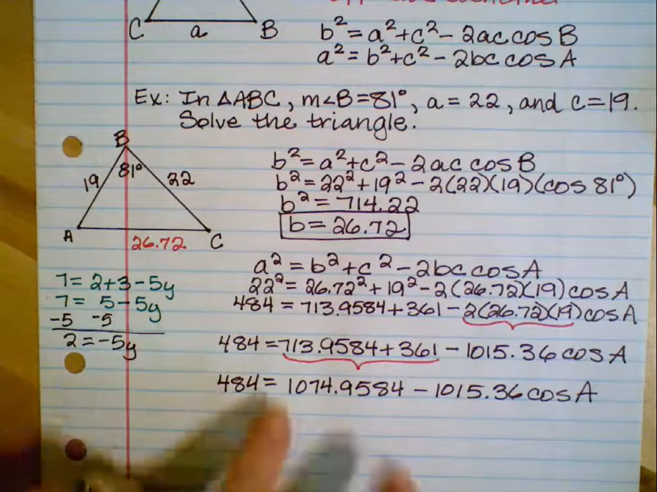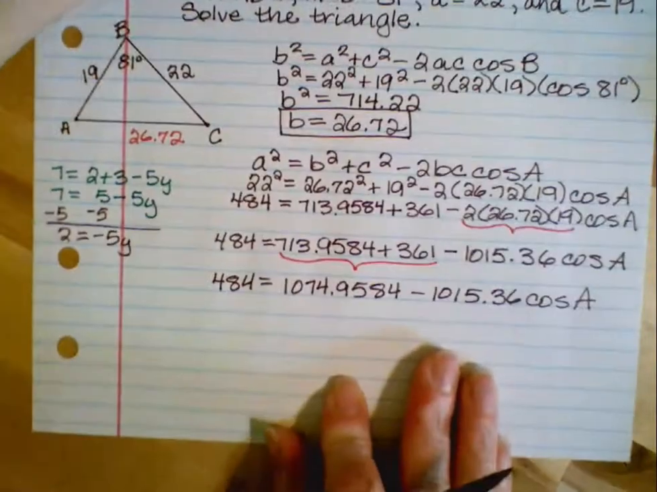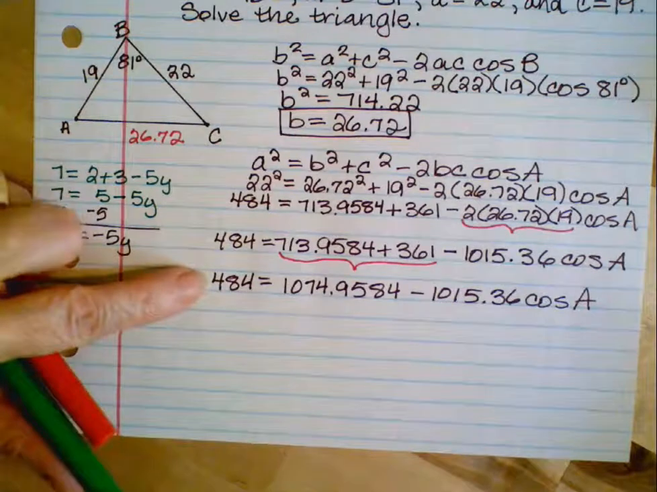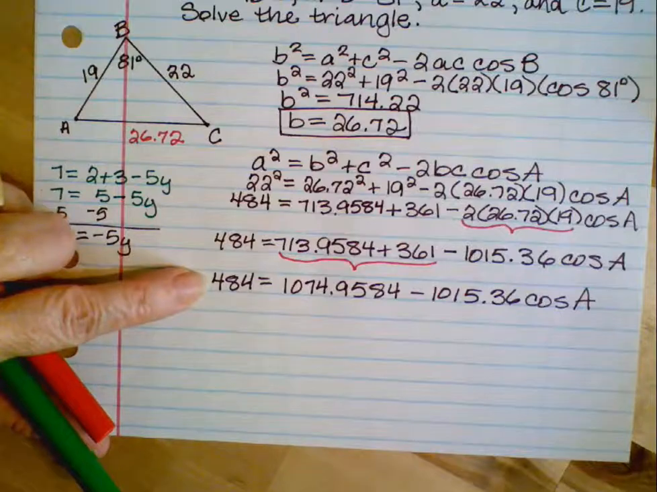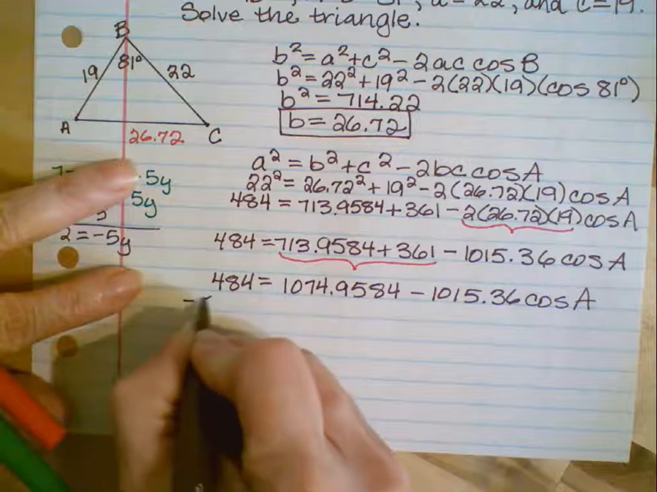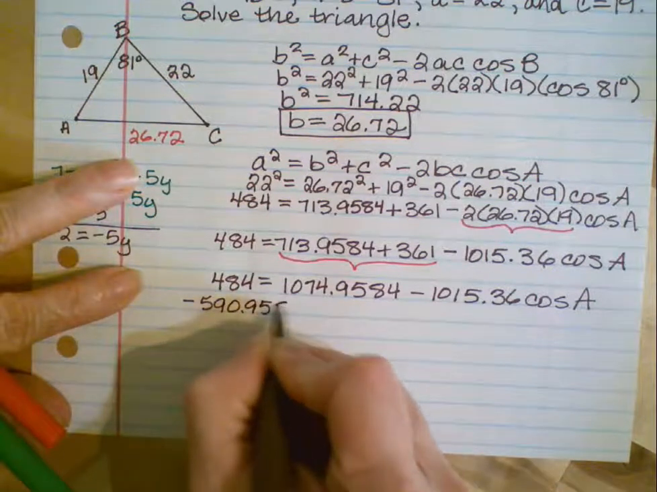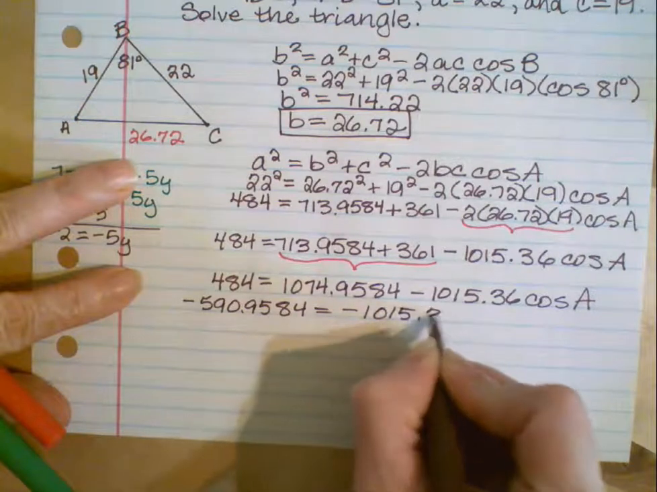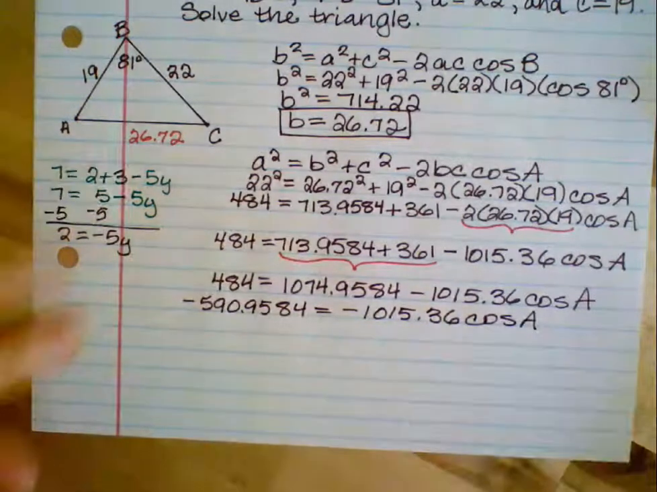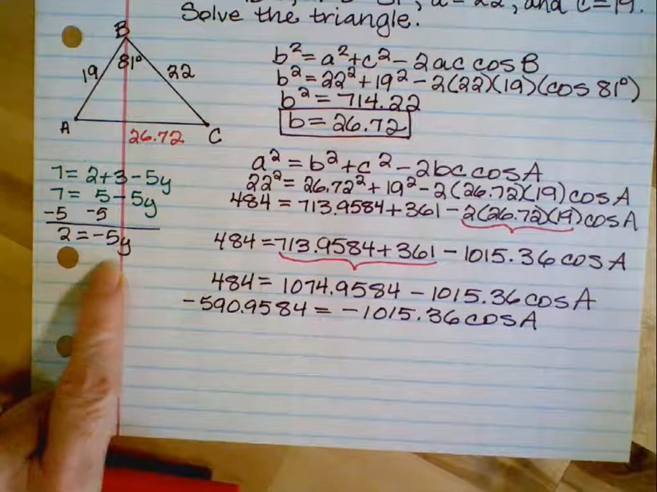It's the same situation here. We want to subtract this 1074, etc., from both sides. So when we subtract 1074.9584 from 484, we end up with negative 590.9584. Keep in mind this negative is still attached to that product that we have remaining. Okay, next thing that we'll need to do here in our scenario, we divide by negative 5.